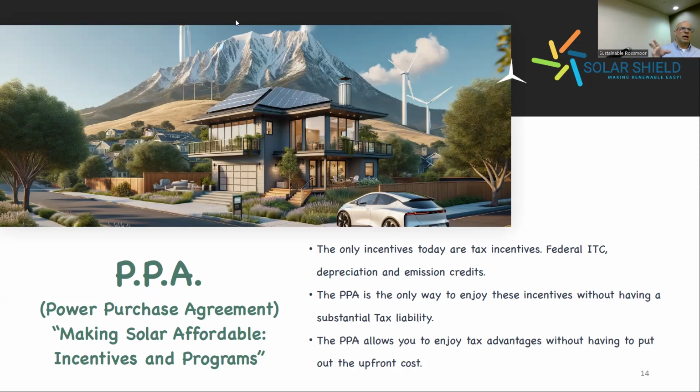Basically, the idea behind it is that the person that enjoys the solar is not the one financing the infrastructure. That's in one sentence. I can break it down a little more later if you have specific questions about it. A power purchase agreement mimics your utility.